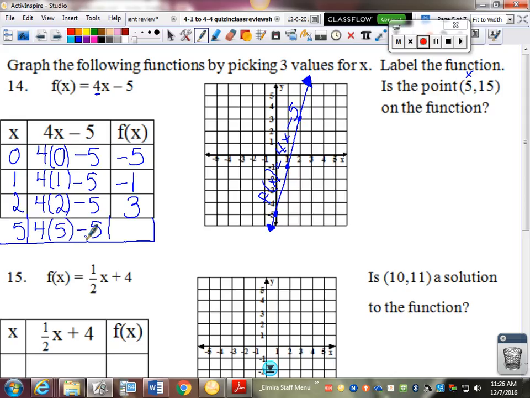4 times 5 is 20. Take away 5 is 15. So I got an answer of 15 over here, and the coordinate pair says that it should be 15 as well. So we would say yes. Write a full sentence here, guys. 5, 15. Now, a lot of you want to write the same thing every time, but we're asking the question in different ways. It means the same thing, but just like in social studies or English class when they say use the words from the question in your answer, do that. It says, is the point 5, 15 on the function? Yes, 5, 15 is on the function.